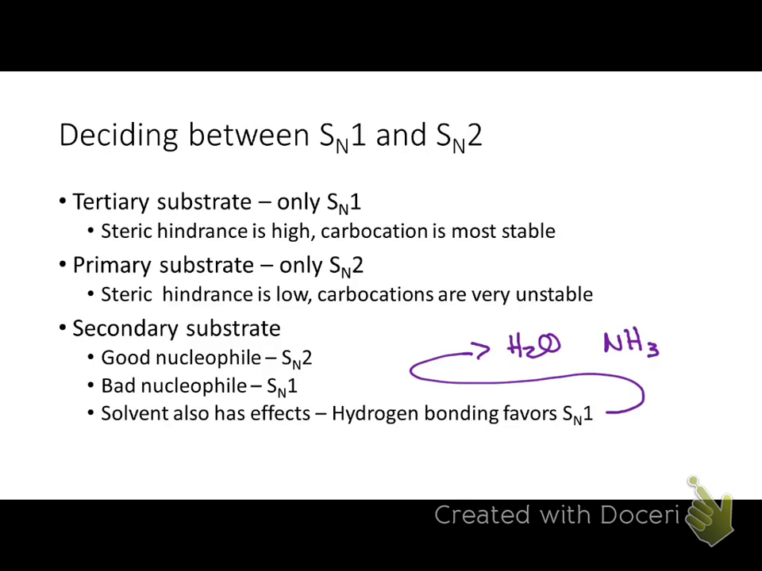It means something with a nitrogen in it. These are all hydrogen bonding. We don't use HF, like hydrofluoric acid, as a reagent. It's too nasty. But you only really have to look for oxygen or nitrogen in the solvent, and if the solvent is hydrogen bonding, it favors SN1. Okay, that's all you have to remember.